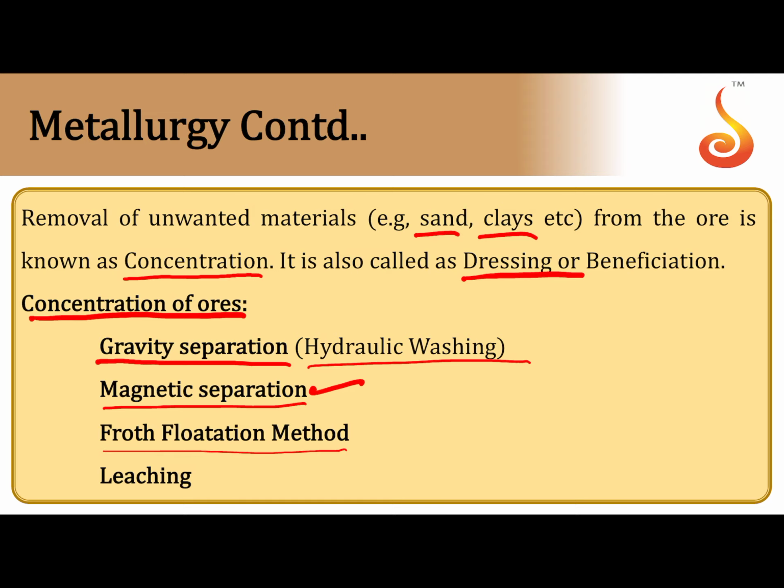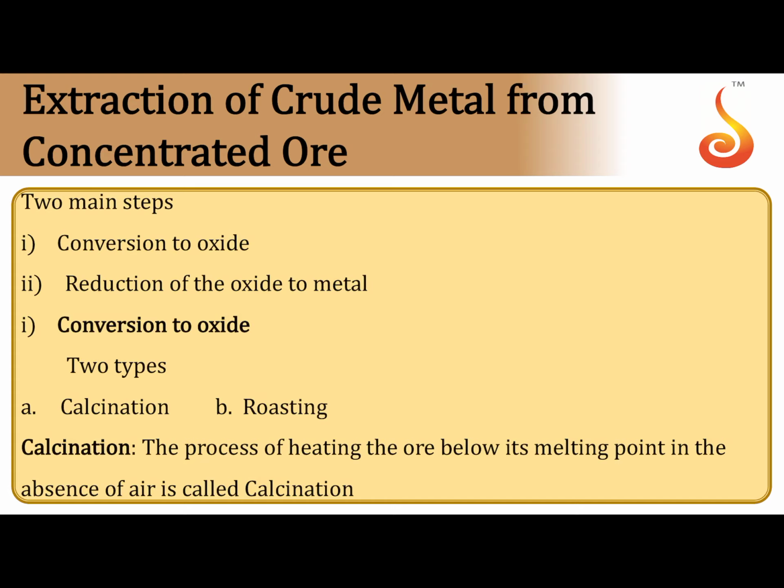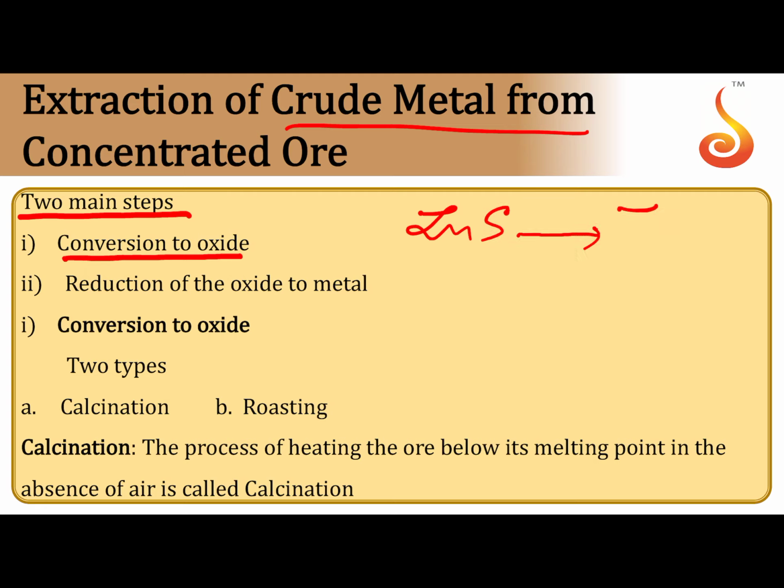Sulfide minerals are subjected to concentration by froth flotation. Similarly, leaching by using a solvent. Extraction of crude metal, raw metal, from the concentrated ore: there are two steps. First, conversion into oxide, because from an oxide ore it is easy to extract the metal by the reduction process. That is why, even if the ore is in the form of a sulfide, suppose zinc sulfide, the zinc sulfide is first converted into zinc oxide by roasting.